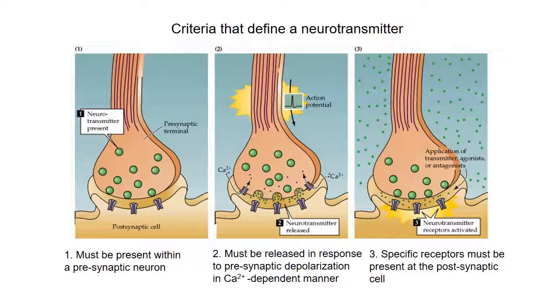Now, over time, there have been different criteria developed to define which chemicals can be called neurotransmitters. Here are three of them that we are going to be discussing a little bit more. Criterion number 1 is that the chemical needs to be present within the presynaptic neuron. This is kind of obvious. If a presynaptic neuron is going to release something, it needs to be made or it needs to be present in the presynaptic neuron. This can usually be done by immunolabeling, either with immunofluorescence or immunogold labeling, also in situ hybridization.